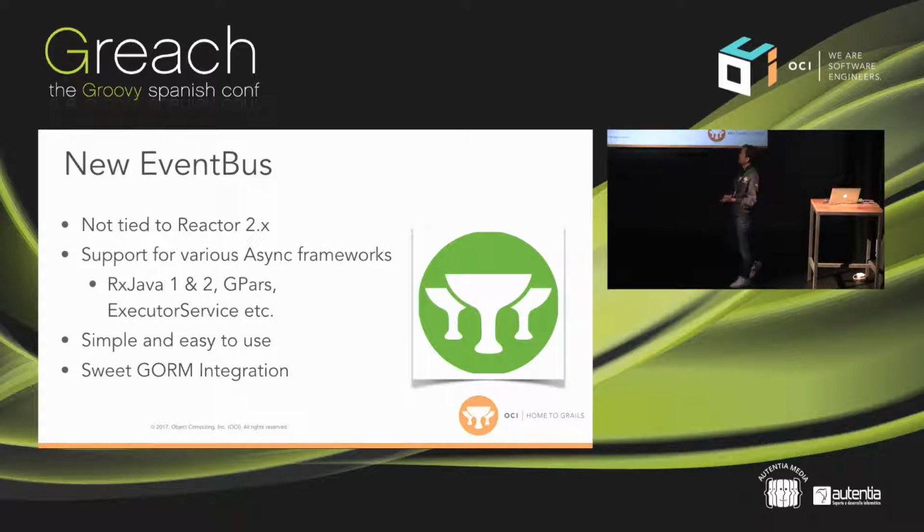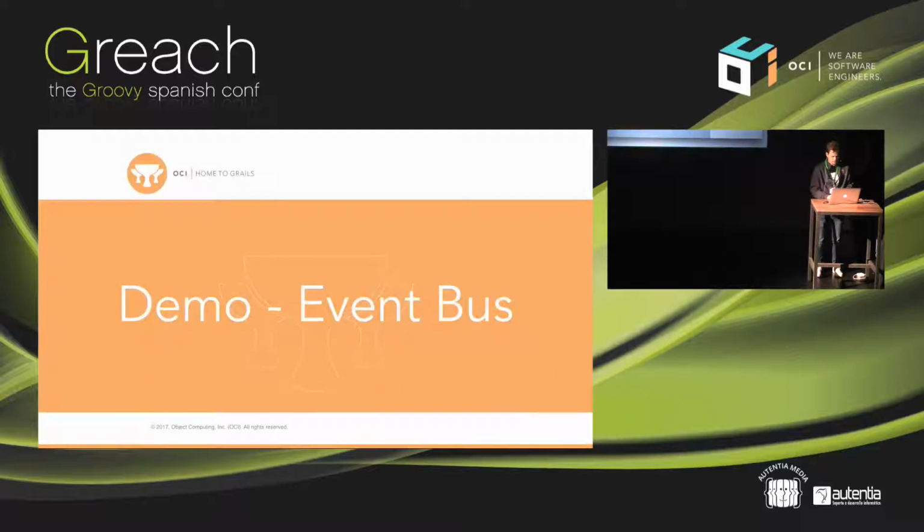The other thing we have is the new event bus. Reactor 2 is no longer being developed and maintained, so we needed to remove that. So we have a new event bus coming with support for various async frameworks from RxJava 1 and 2 to GParse to just plain executor service. Simple and easy to use, and it's got really nice GORM integration. So I'm going to do a quick demo of that.